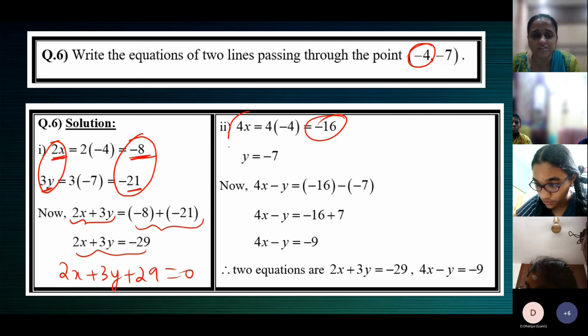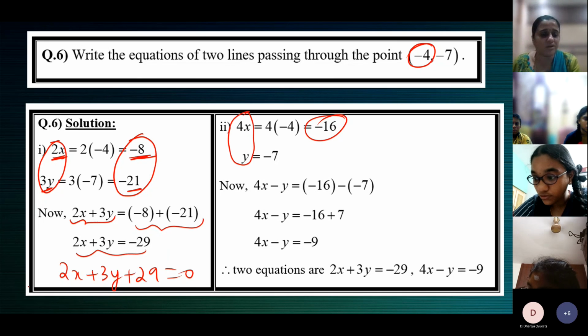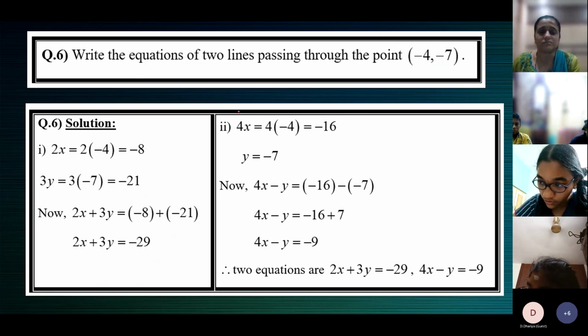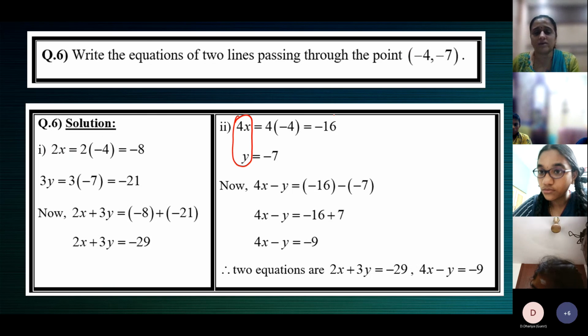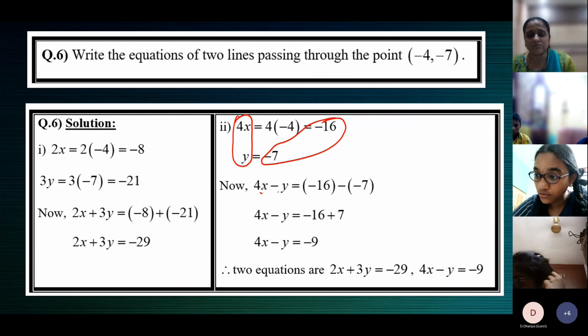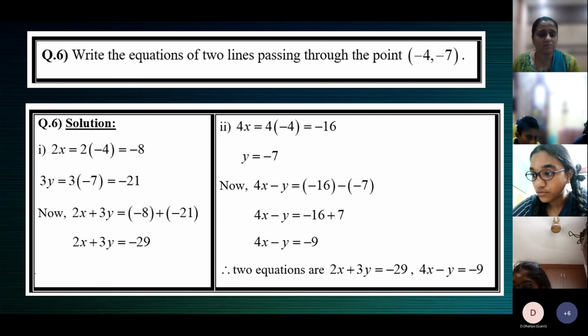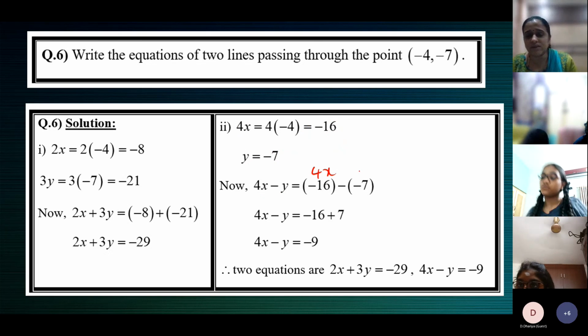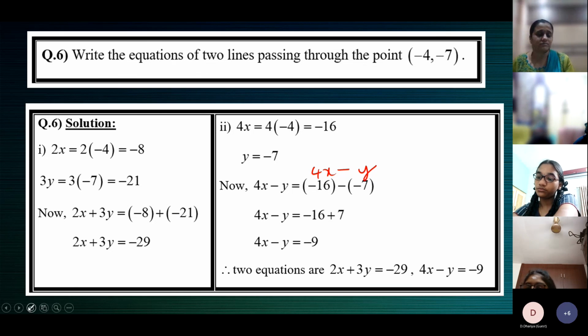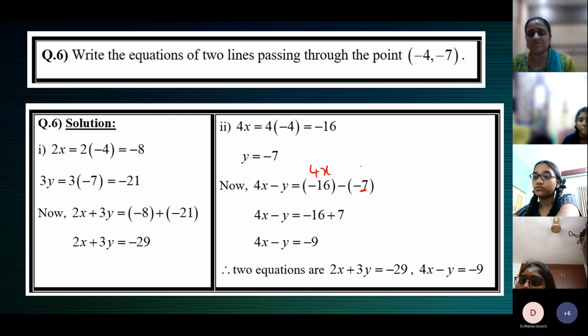Now I've performed 4x minus y. So it will be -16 minus -7. Because see, children, this is the value of 4x. This is the value of y. What is -16? That's the value of 4x. What is -7? That's the value of y.